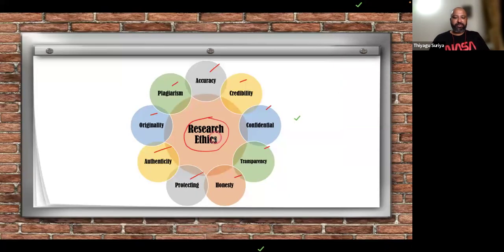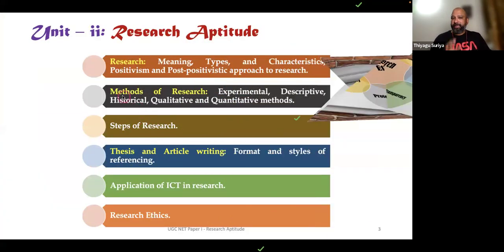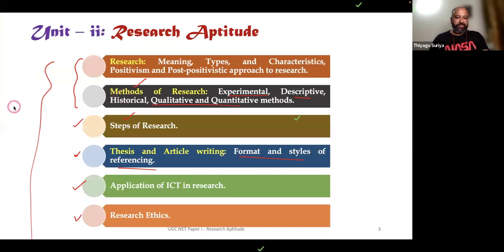Hope you are seeing this. I'm just showing once again the syllabus of Unit 2. We already discussed everything. If you have any doubts, kindly ask me now. Sorry, I'm just showing this. It starts with research meaning, types, statistics, methods, and steps of research. And we talked about APA and different research formats, application of ICT in research, and research ethics. These are the main components of the research aptitude unit. Hope you are getting some idea how to face the research aptitude questions in the examinations. Any doubts? If you have doubts, you can ask me now.